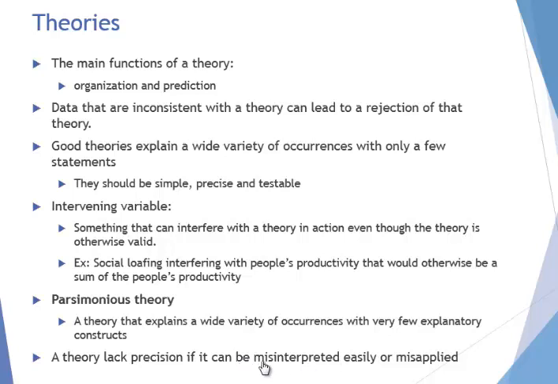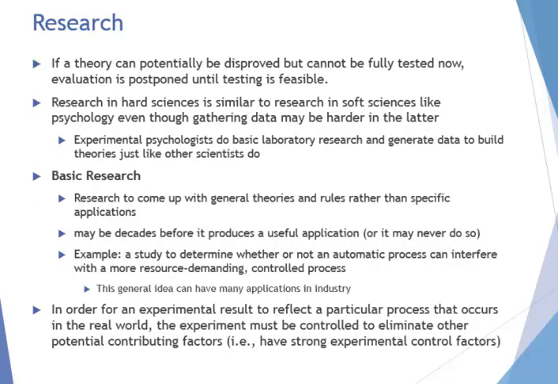be proven incorrect. A theory, if it lacks precision, can be misinterpreted easily or misapplied. That's why a theory has to be precise and specific in order to really be scientifically valid. And then we finish up this chapter with the idea of research. Research is the method by which people gather information to test it or to establish hypotheses or to establish theories.